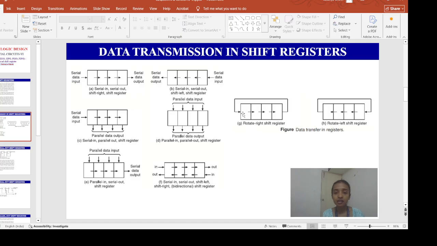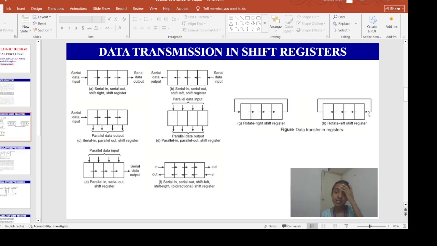Now you are seeing the data rotating right, from left to right. After this, whatever data is available here is again coming over here. This is called a rotate right shift register. You just follow the direction of the arrow.